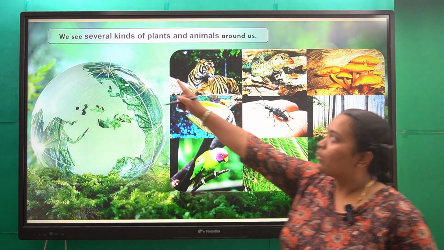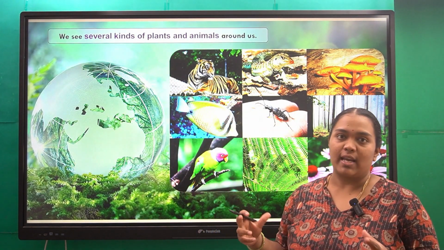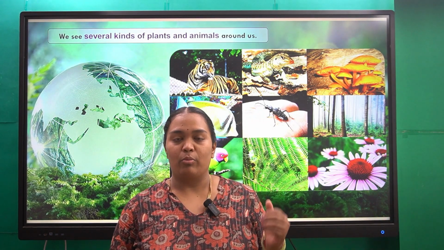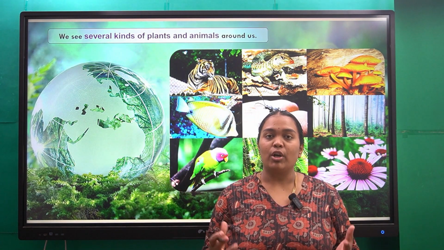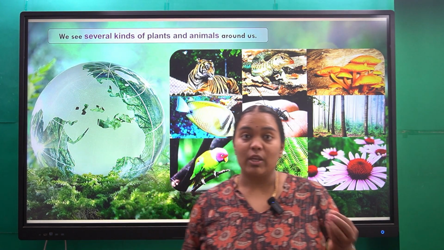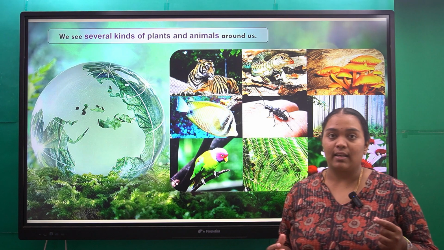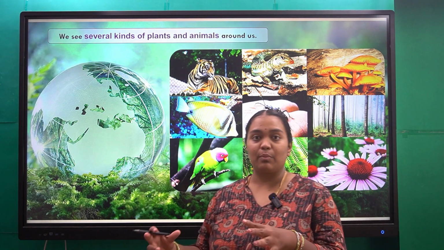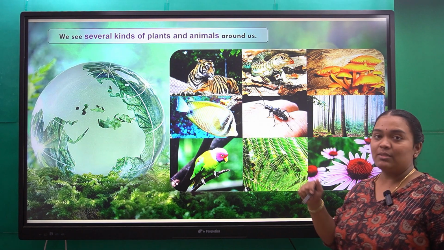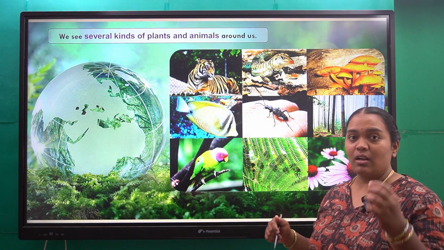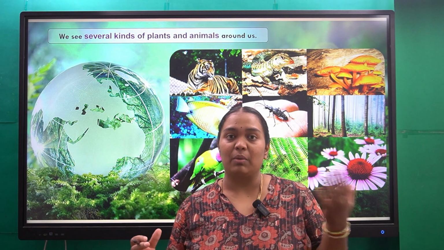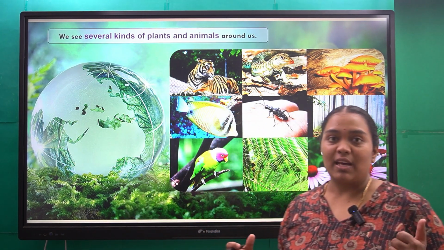So we see several kinds of organisms on a daily basis. Maybe you are going from your school to your home or from your home to your tuitions. What do you observe? You observe different types of animals like cats, dogs and all, which you are able to see with your naked eye. That means you are not using any type of specialized equipment to observe them. But microorganisms you cannot see with your naked eyes. You need some type of equipment, maybe a microscope, to observe if they are present.